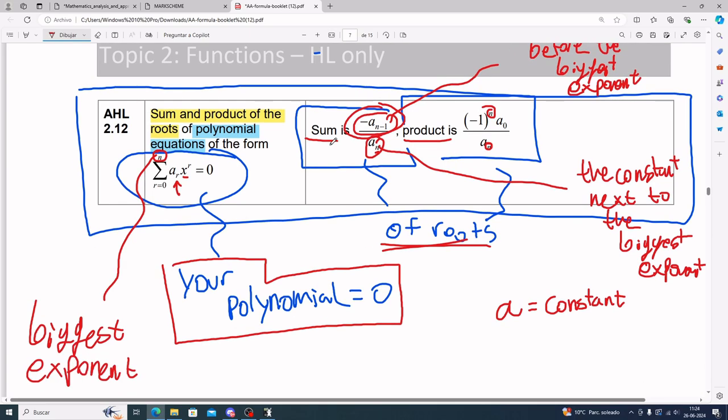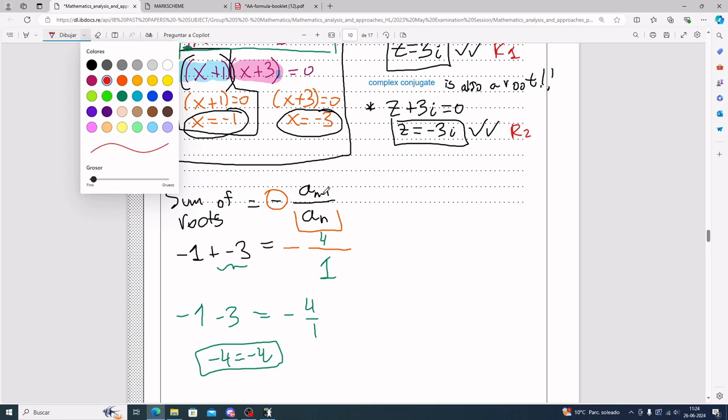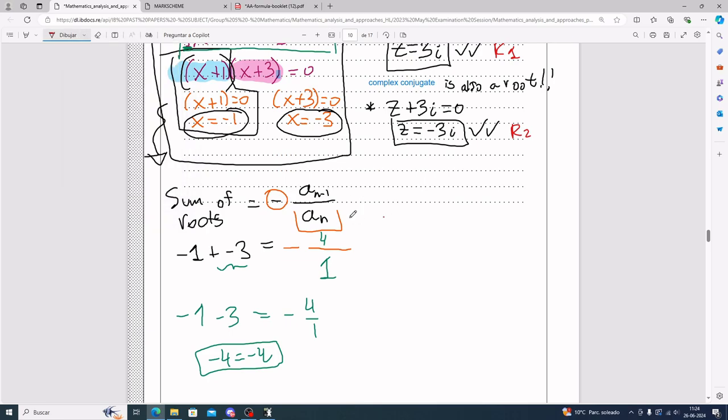It really will. And so this right here is massive, you guys. It is an incredible tool that you can apply, and really focus on the example I gave you, because it's very easy to get mixed up on the a n minus 1, a n, and all that stuff. All this is telling you is that the sum of roots equals negative the constant before the biggest exponent, divided by the constant of the biggest exponent.